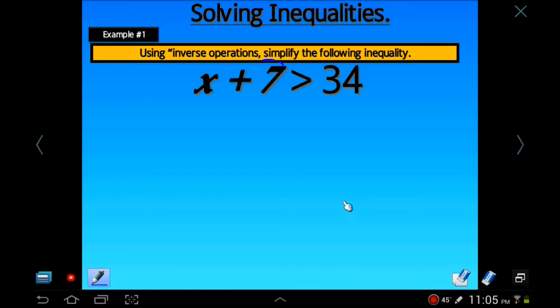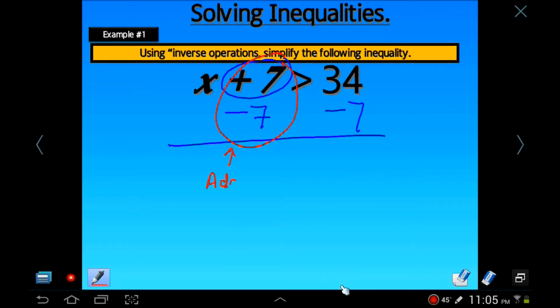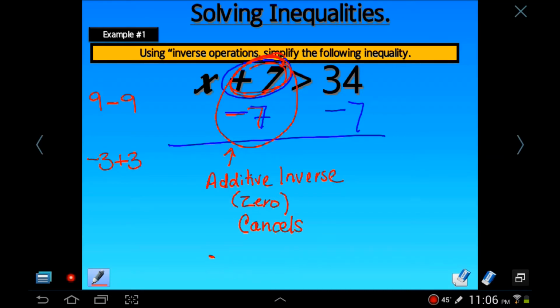So what is the inverse of positive 7? Well, it's minus 7, negative 7. So we're going to take away 7 from both sides. That's called the property of equality. What we do to one side, we always do to the other. What happens right here is called the additive inverse. And the additive inverse, what that basically means is that it makes 0. That cancels everything out. Okay, so the additive inverse of positive 7 is minus 7. The additive inverse of 9 is minus 9. The additive inverse of negative 3 is positive 3 or plus 3. Because those answers, if you add them or subtract them, you get 0.